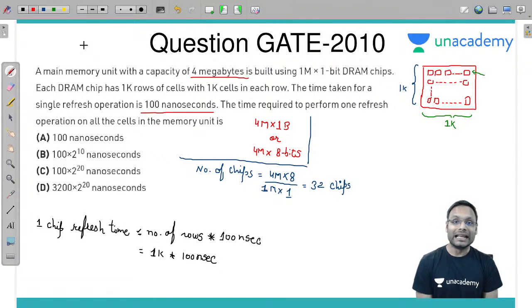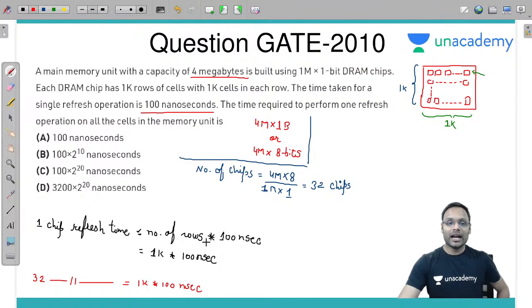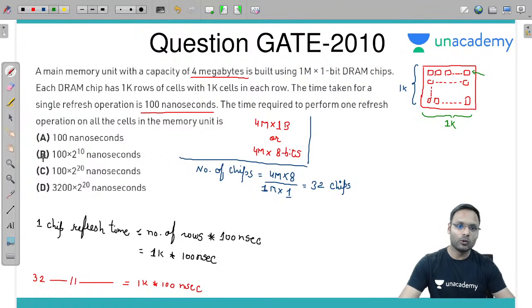So if that is the case, in that case one memory system, all 32 chips ka refresh time will be how much? Same to same, 1k into 100 nanosecond. That will be the answer, that entire memory system will be refreshed in this much time only, which is option B.